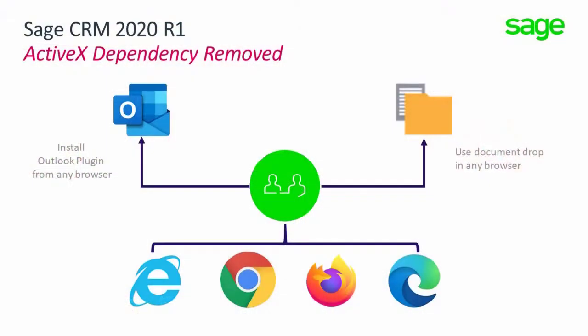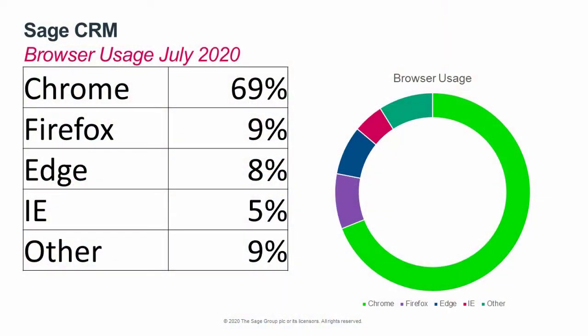So we have become increasingly independent of ActiveX. Document drop is the obvious example there. When CRM was first introduced, I wasn't here, but I understand that it only worked on Internet Explorer. That was the browser, and we've now become browser agnostic, which is brilliant. And Chrome is the browser of choice for most people.